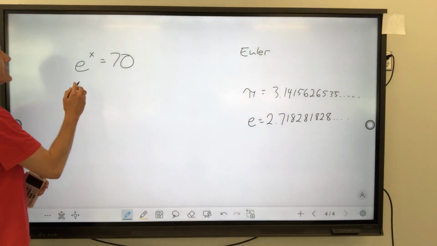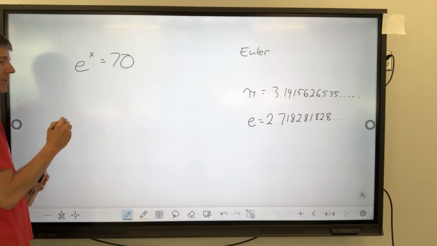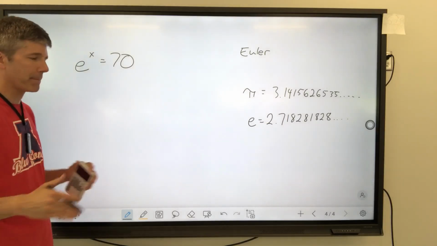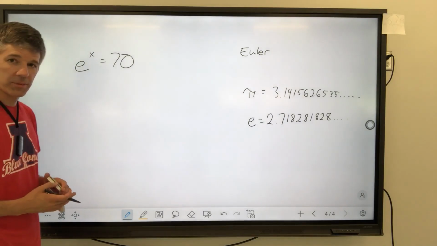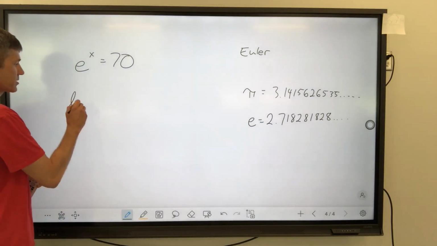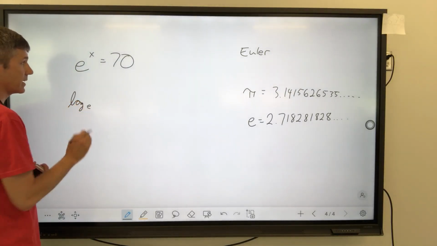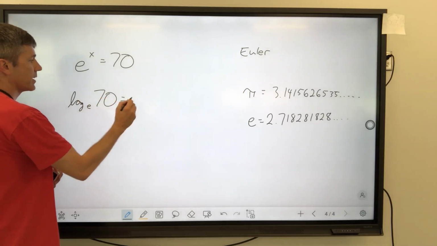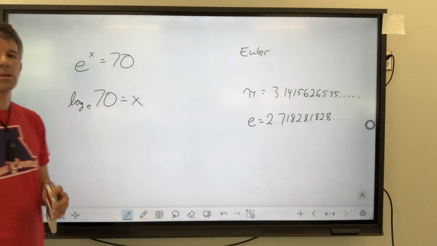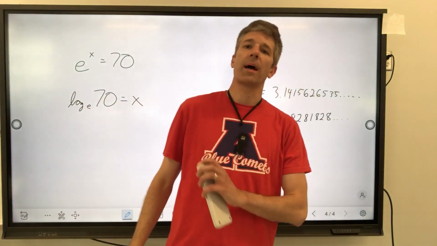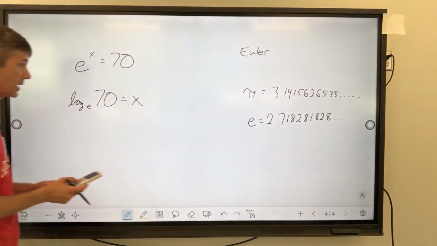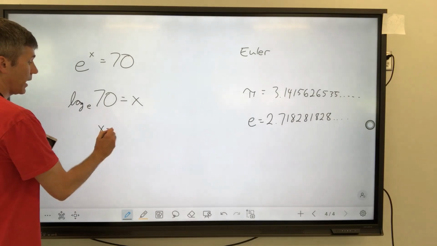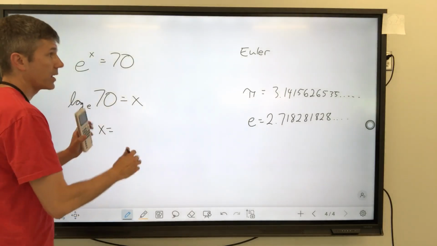What I want to do is turn this into a logarithm, and I'm going to do it this way this time, but you know, hardcore mathematicians will find me and punch me in the face. So log base e of 70 equals x. And I can totally type that in my calculator. I can totally type it into Desmos, and it will give me the answer. This is method number 1. x equals something. We'll figure it out in a minute.